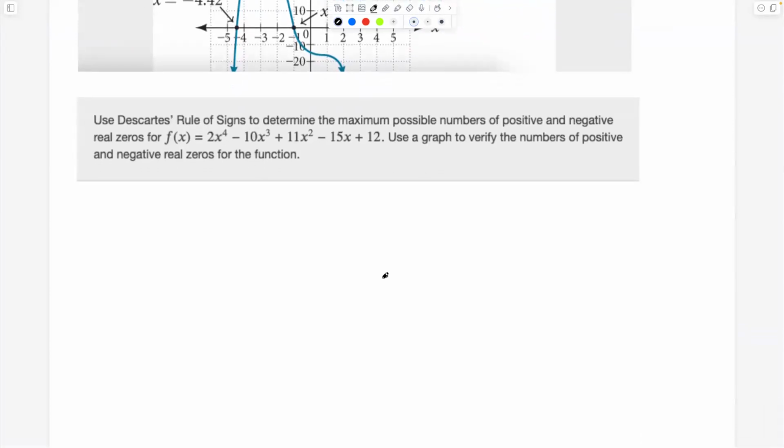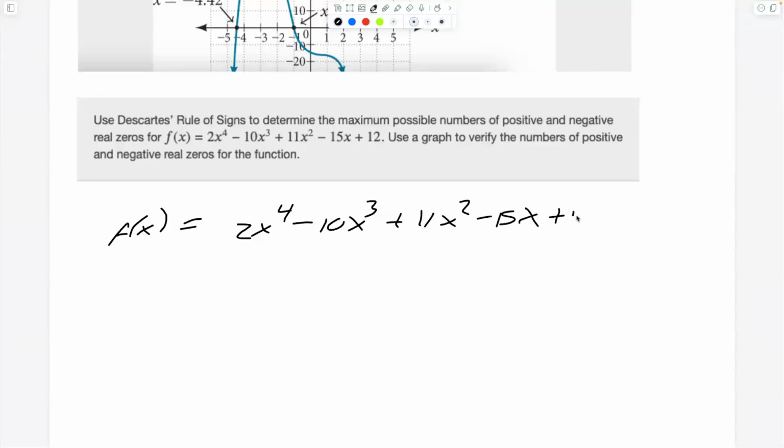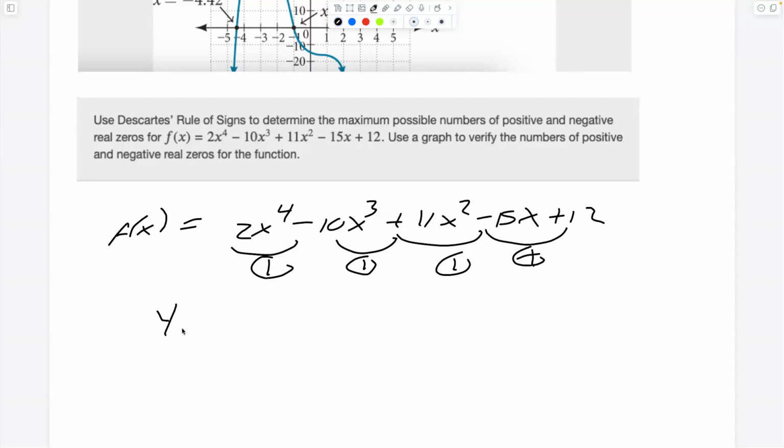Okay, let's do an example. Descartes' rule of signs always takes a lot of practice. So f of x is 2x to the 4th minus 10x cubed plus 11x squared minus 15x plus 12. Positive to negative, so right there is 1 sign change. Changing from negative to positive, there's another one. From positive to negative, that's another one. And then from negative to positive, that's another sign change. So there are 4 sign changes in the original function.